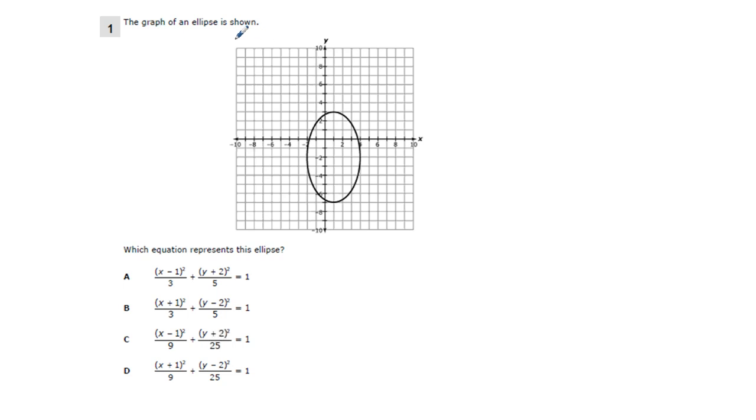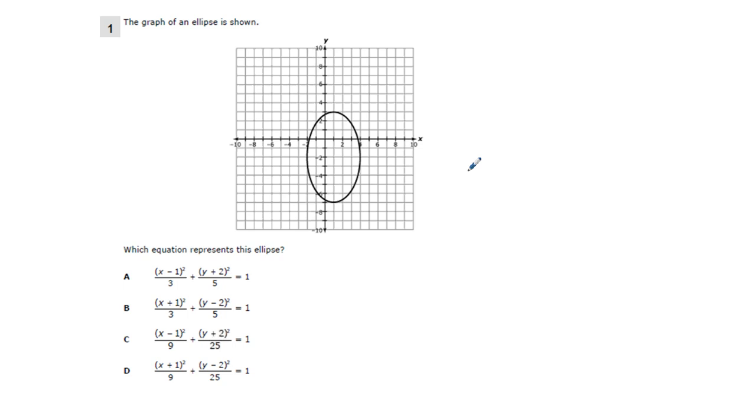One, the graph of an ellipse is shown, and we haven't gone over ellipses yet. Over the next week, we are going to go over conics pretty thoroughly. The graph of an ellipse is shown. Which equation represents this ellipse?